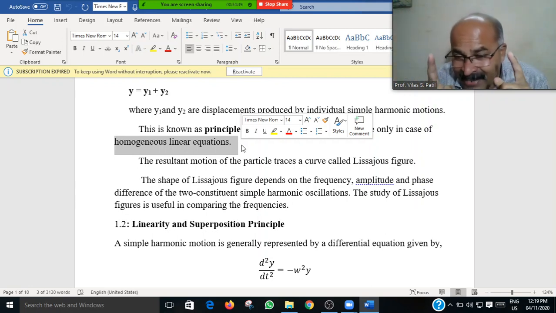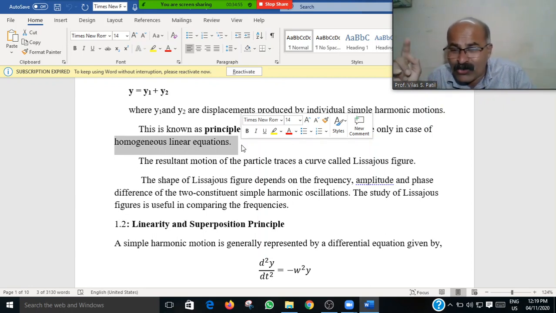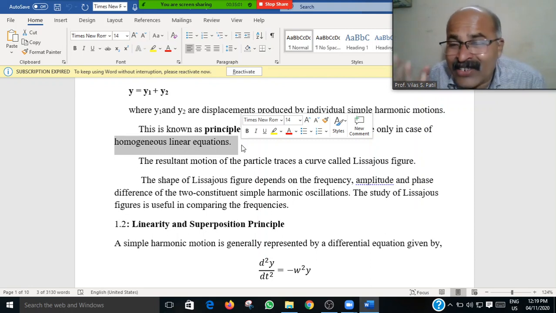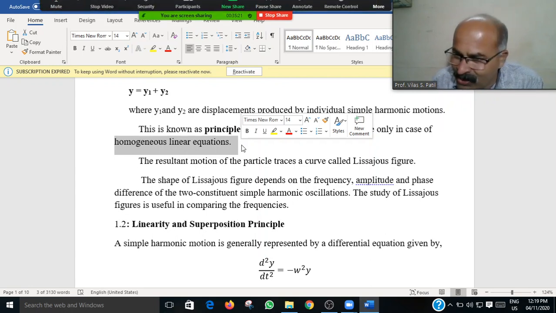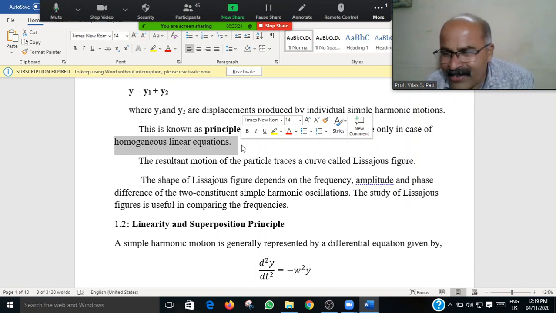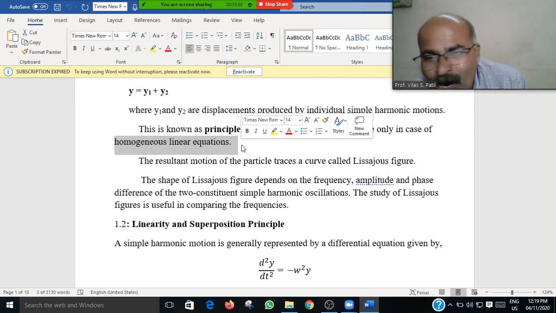Clearly understand it. Equation number 1 is d2y by dt square is equal to minus omega square y plus c. Here c may be 0, and such an equation is known as a homogeneous equation or homogeneous linear equation. Only in such a type of equation is the principle of the superposition theorem applicable or satisfied. In other equations, like non-homogeneous and non-linear equations, it is not possible.